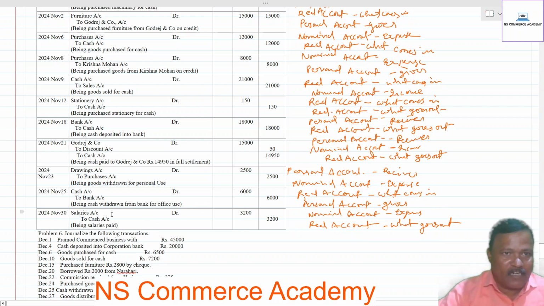Okay. Last but not least, paid salaries rupees 3,200 on November 30. Okay. Write the date in the date column, 2024 November 30. Then identify the accounts, salaries account and cash account. Salaries account is a nominal account and cash account is a real account. So, salaries are expenses to the business. That's why we are debiting it. And cash is the asset which is going out. That's why we are crediting it. Okay. So now write the entry. Salaries account debit 3,200 to cash account 3,200. Narration is being salaries paid.